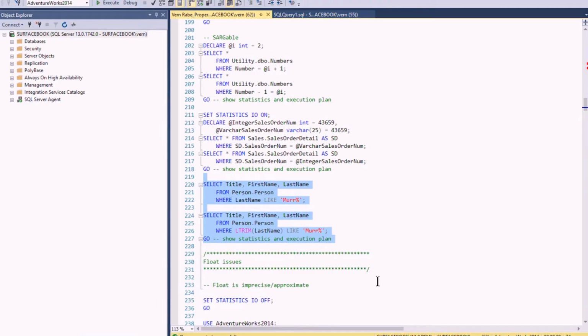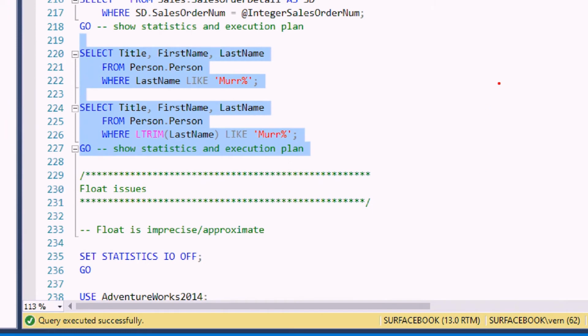Wouldn't it make more sense to have two queries that are equivalent? Wouldn't it make more sense for the upper one to be percent M-U-R-R percent, to make them equivalent? Other than the L-trim, I'm not sure how they're not equivalent.